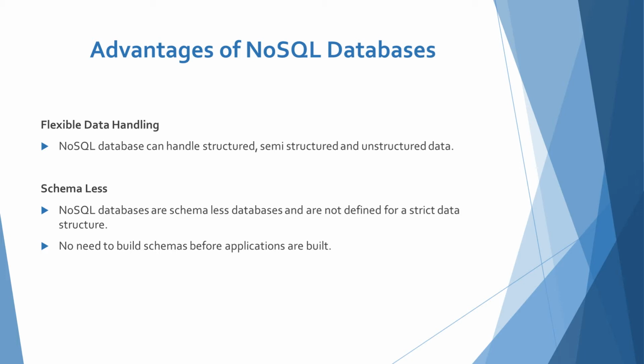Schemaless. NoSQL databases are schemaless databases and are not defined for a strict data structure. In NoSQL databases, we are not defining any schema. That is the reason we call them schemaless databases. No need to define the schema. That is the reason we can store semi-structured and unstructured data also. But in RDBMS, we define the schema and store the data in tabular format only.